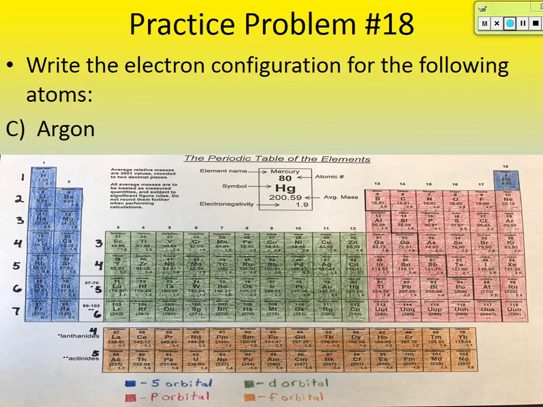All right, let's see if you guys can do this one on your own. Practice problem number 18, part C, for argon. Argon, guys, is over here, very far side of the periodic table. See if you can write the electron configuration for argon. Hit pause and see if you can do it on your own.